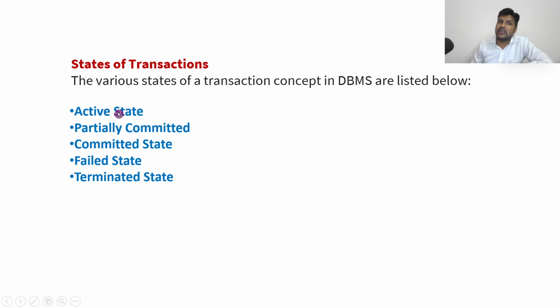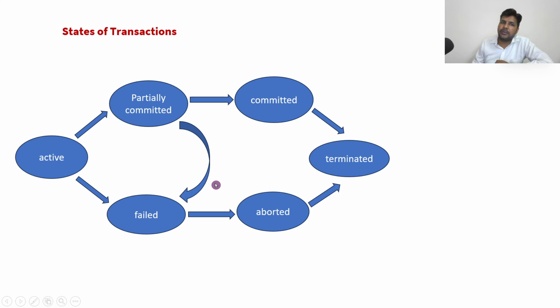Now let us move to the states of transaction. What do you mean by states of transaction? It means present status. Present status is called the states of transaction. So how many states will be there? There are the active state, partially committed state, failed state, and terminated state. So let me explain one by one.